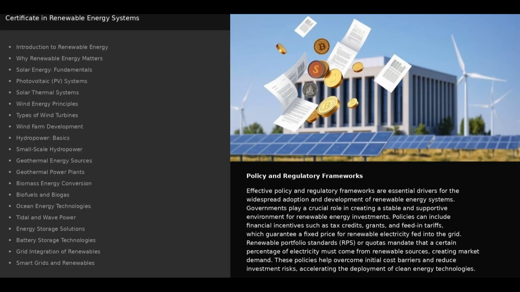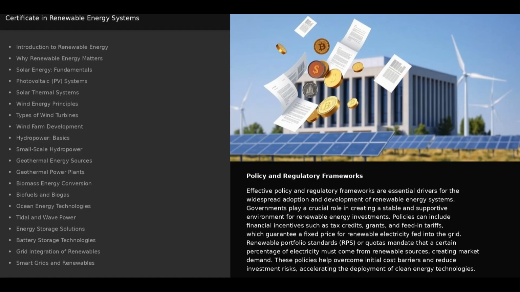Policy and regulatory frameworks. Effective policy and regulatory frameworks are essential drivers for the widespread adoption and development of renewable energy systems. Governments play a crucial role in creating a stable and supportive environment for renewable energy investments.